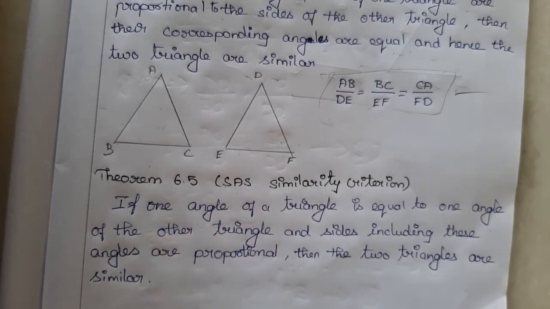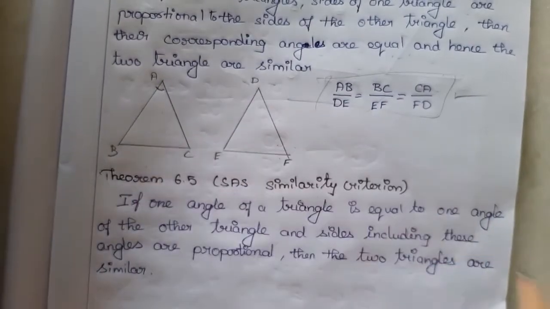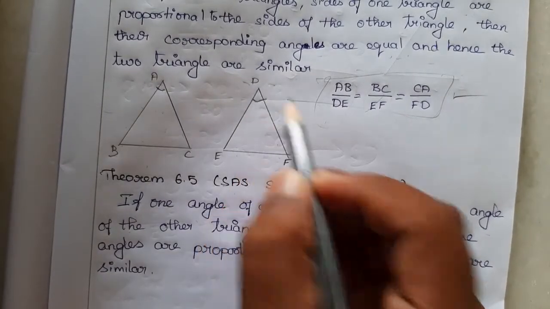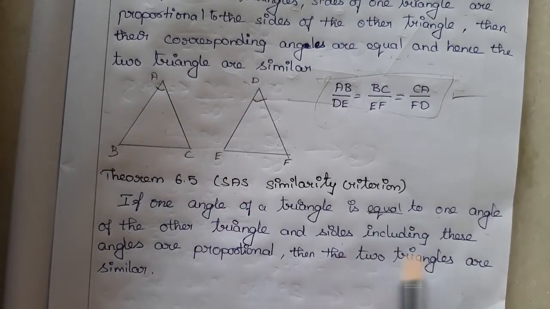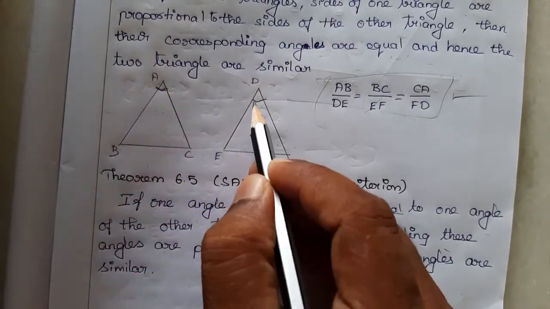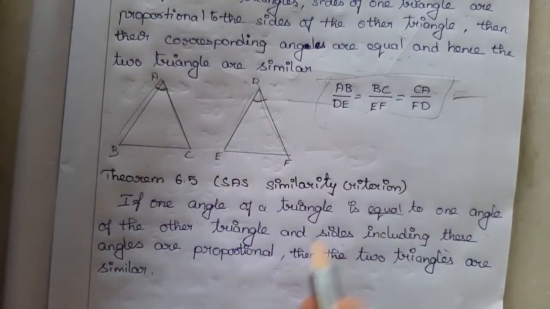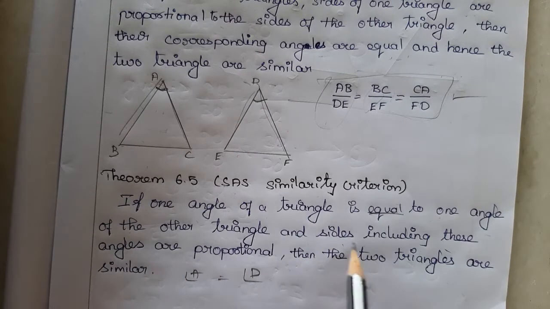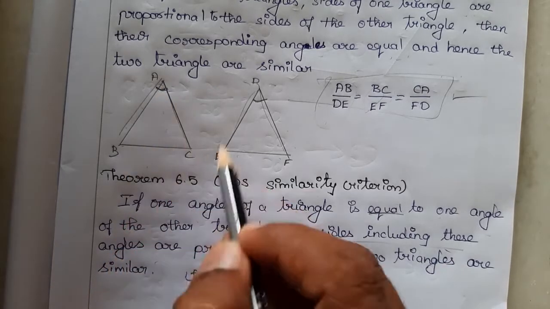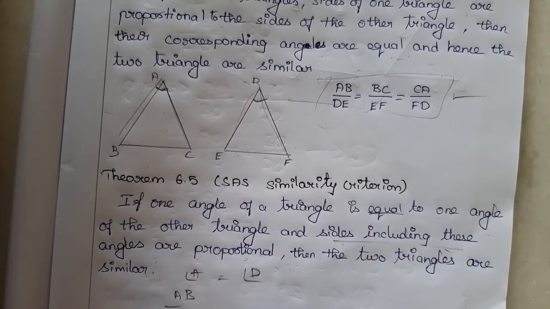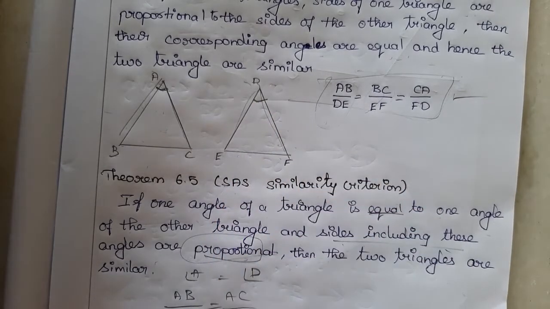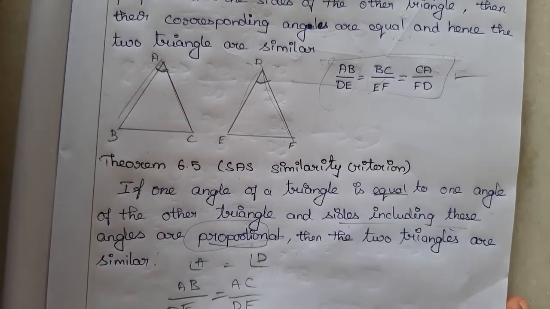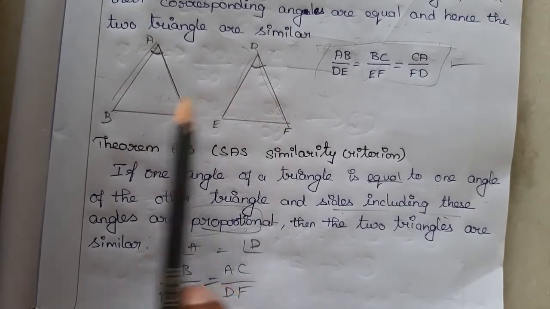Here I am saying one of the angles of a triangle. So if I consider this angle is equal to any angle of this, and the sides including this angle. So which sides include this angle? This side and this side, right? So first, for example, I am considering angle A is equal to angle D, and they are saying the sides including are proportional. These are the two sides, right? So AB by DE is equal to, since it says a proportion, the ratio should be equal, AC by DF. Then the two triangles are similar. Then directly we can say that both triangles are similar.